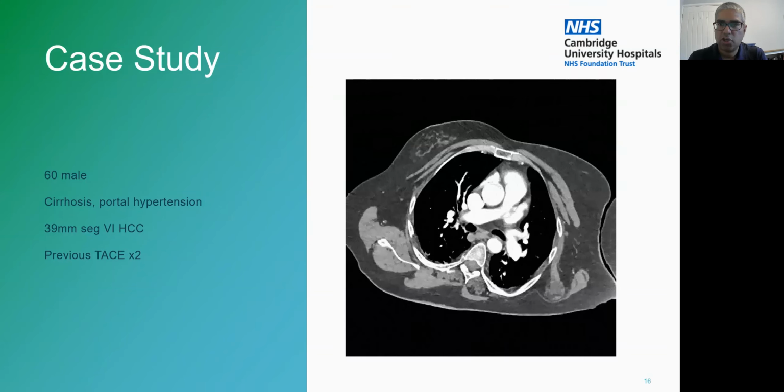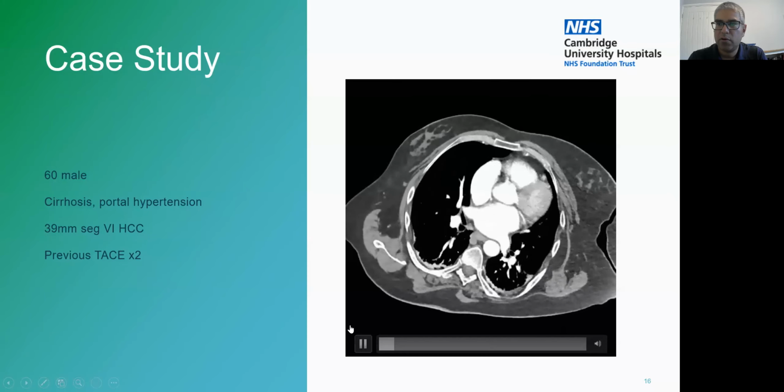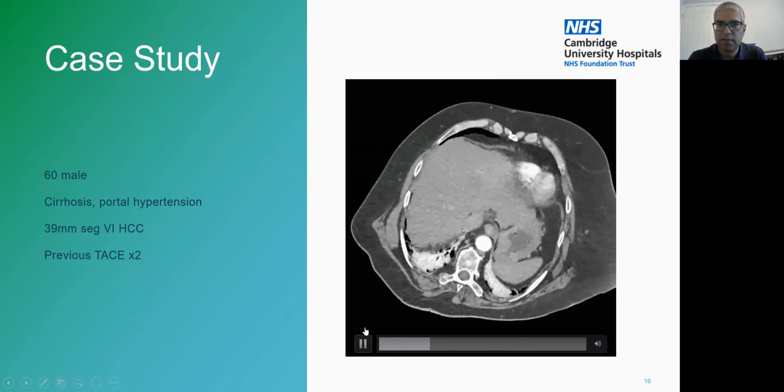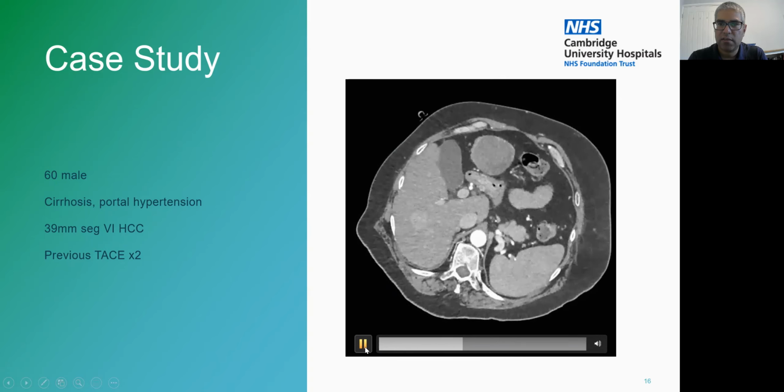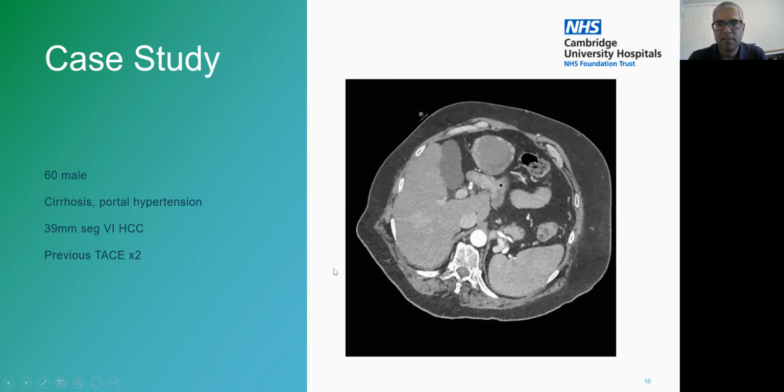So this is a patient from my institution. He's a 60-year-old male with cirrhosis and portal hypertension, being considered potentially for a liver transplant. He has a large hemangioma in the left lobe, and he's got a 39 millimeter lesion in segment 6 of the liver, which is just visible on the arterial phase. And this previously was treated with 2 attempts at transarterial embolization, and effectively that made absolutely no difference whatsoever. I think there was a reduction from 41 millimeters to 39 millimeters.